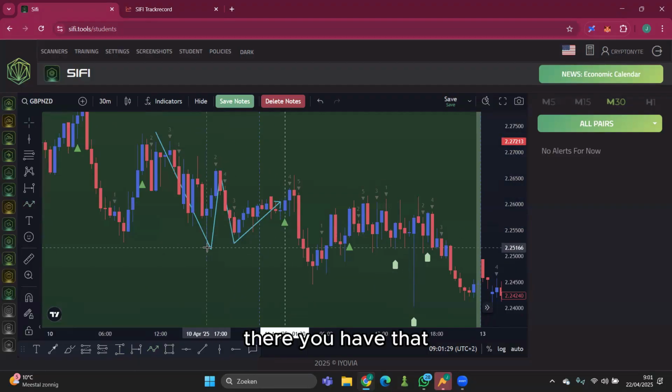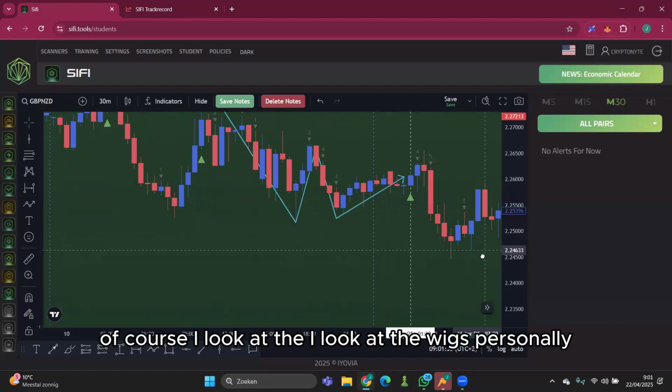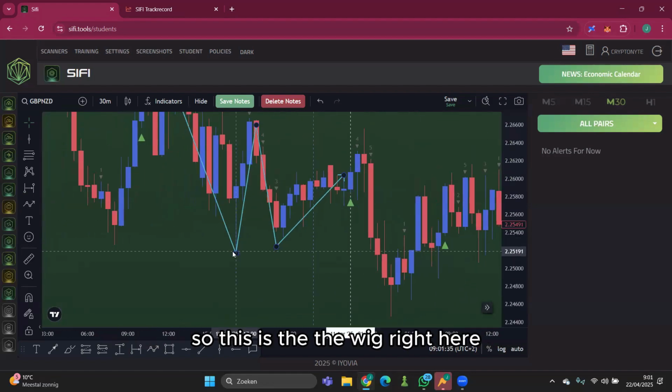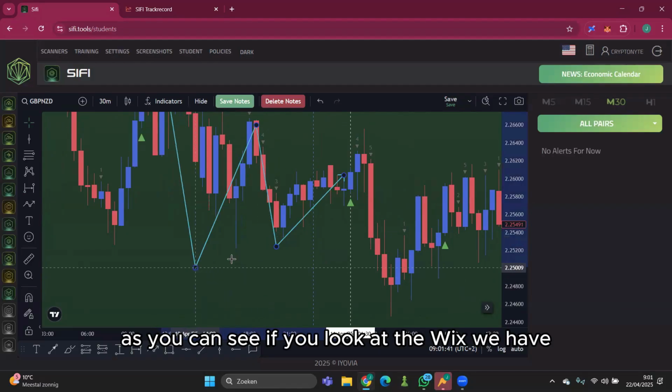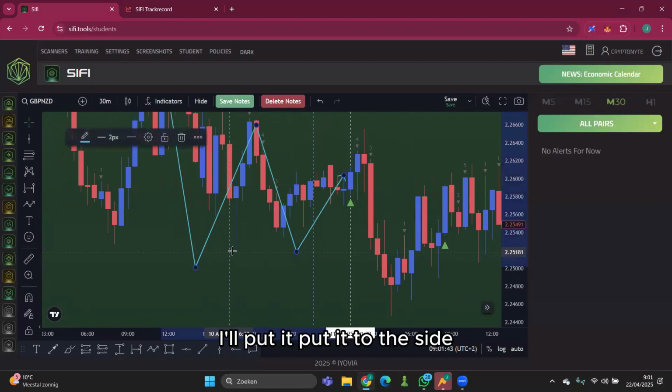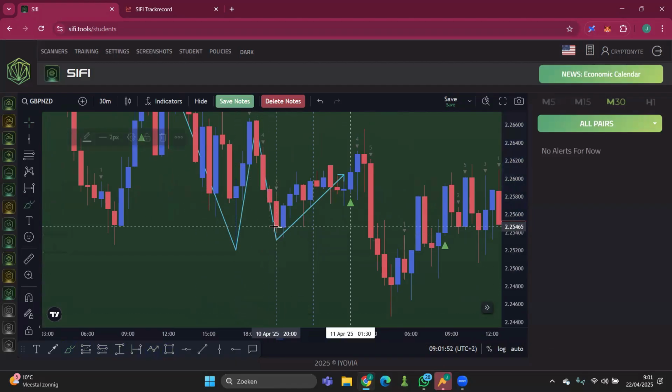There you have that. This is not really what I'm looking at. Of course, I look at the wicks personally. So this is the wick right here. As you can see, if you look at the wicks, I'll put it to the side, we have a higher low, right? So the second leg of my W is a higher low right here.